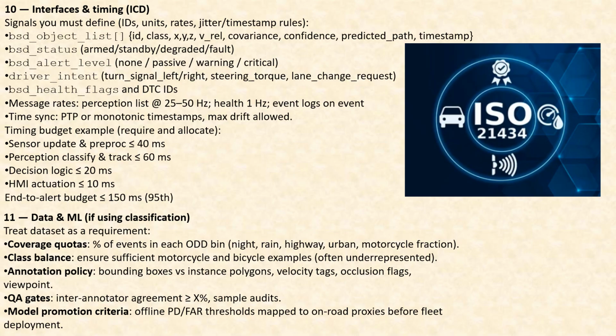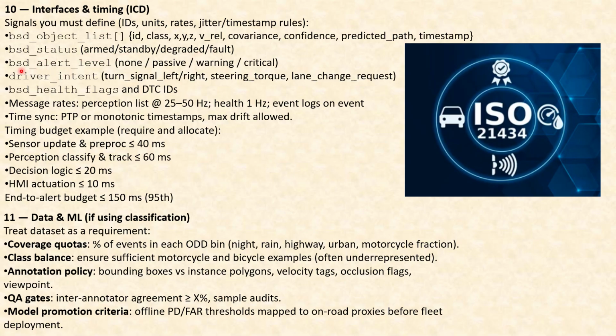All right, so talking about the interfaces and timing. When it comes to interfaces and timing, for the signals you must define the IDs, the units, the rates, the jitter, the timestamp rules. Now, the blind spot detection object list: ID, class, XYZ, V_rel, meaning relative velocity, covariance, confidence, predicted path, timestamp. And when it comes to BSD status: armed, standby, degraded, fault.